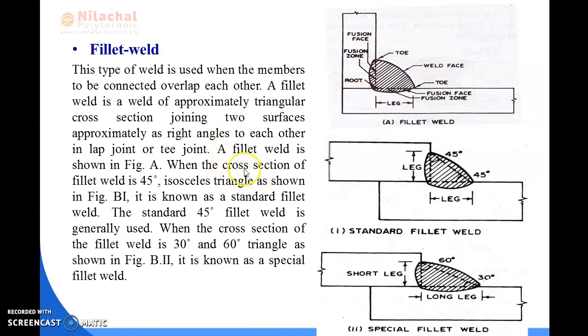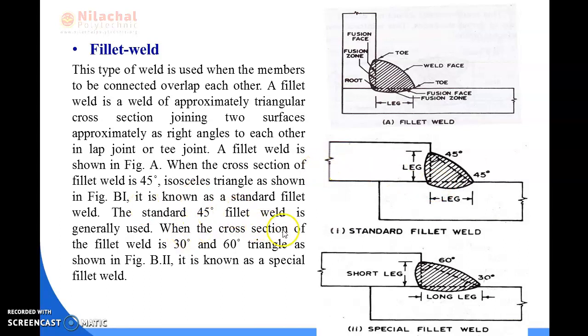Then when the cross section of the fillet weld is a 45 degree isosceles triangle, it is shown in B1, that means this figure. You can see these two plates are connected by fillet weld, and this angle and this angle are known as the angle of fillet. If the angle of the fillet is 45 degree and here also 45 degree, then this kind of fillet weld is known as the standard fillet weld, and it is one of the best weld joints for better strength of the structure.